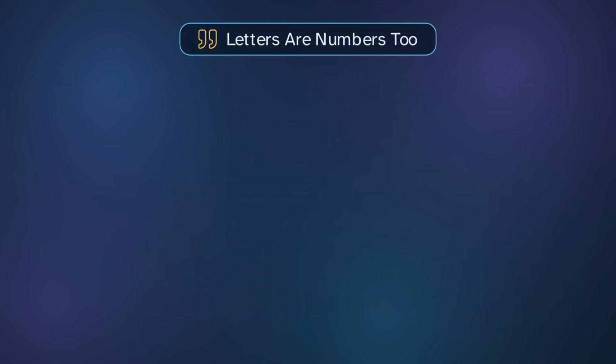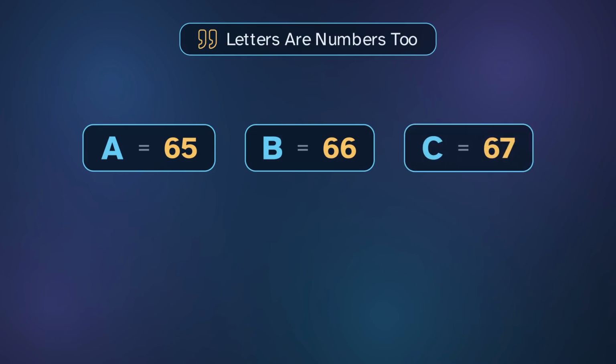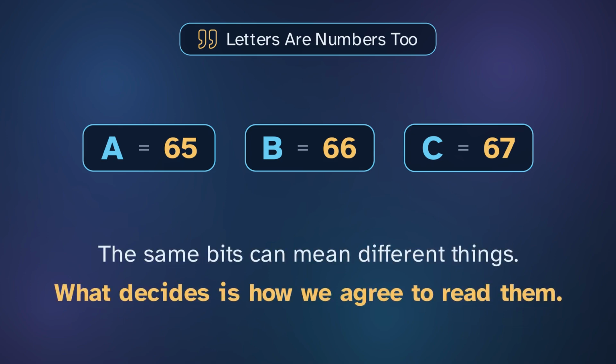Now here is the part that surprises people. Letters are stored as numbers too. There is simply an agreed table that says which number means which letter. In that table, capital A is 65. Capital B is 66. Capital C is 67. The letters are not really in there. Only numbers are. Which leads to the first big idea of this course. The same bits can mean completely different things. What decides the meaning is how we agree to read them.